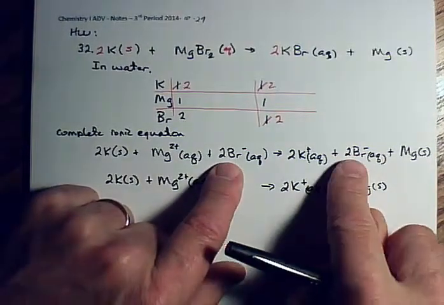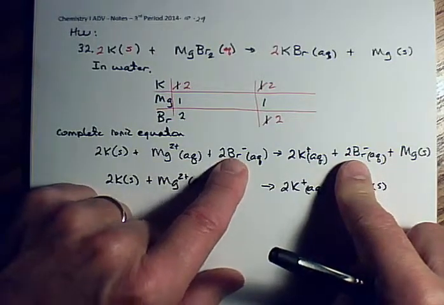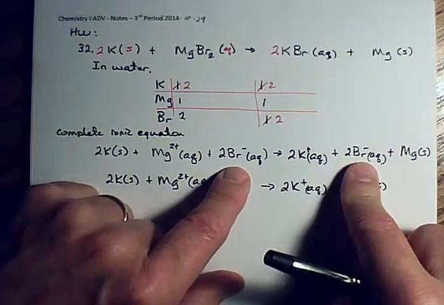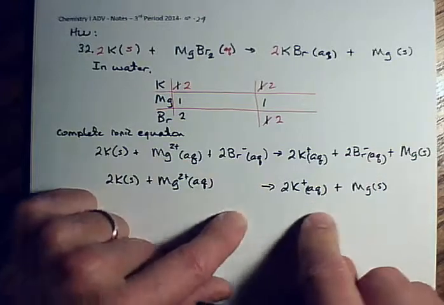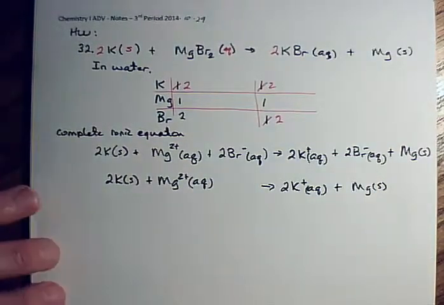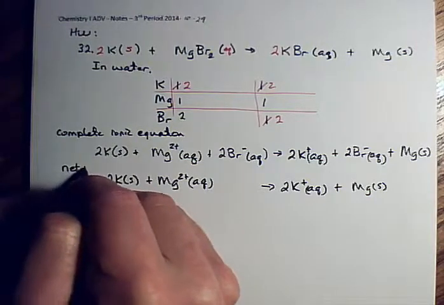Okay? Now these bromine ions, they're exactly the same. I have 2 Br negative aqueous on both sides. It's exactly the same. It didn't change. If it's not changing, it's on the bench. It's not in the game. It's a spectator. We leave it out. That's the net ionic equation. We're done. Which one is it, the top one or the bottom one?